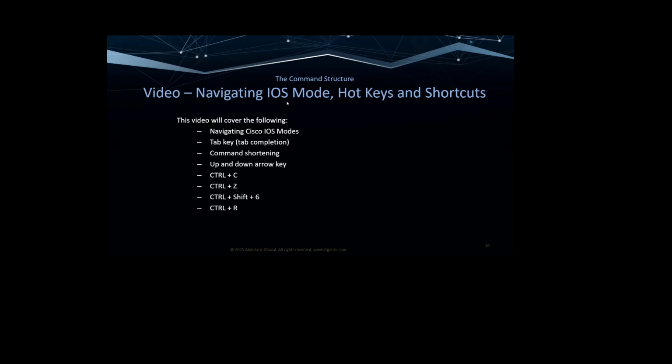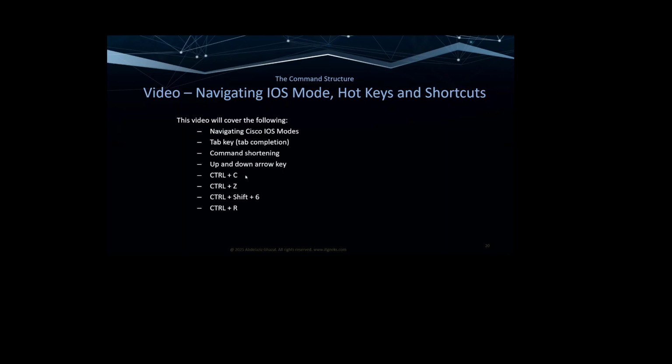Hello and welcome. In this video, we'll cover the important Chapter 2, the basic switch and end device configuration. We are going to learn how to navigate Cisco IOS modes, the primary modes and the submodes. We're going to see how to use the Tab key for command completion, learn some command shortening shortcuts, and use the up arrow and down arrow to recall the history on the Cisco IOS.